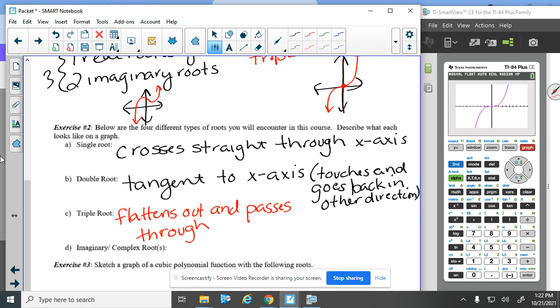And lastly, imaginary or complex roots. Usually we just call these imaginary. Technically, they could be complex numbers. These do not cross the x-axis. This exercise 3 is supposed to be on the next page, so it is going to go with the next page's video.